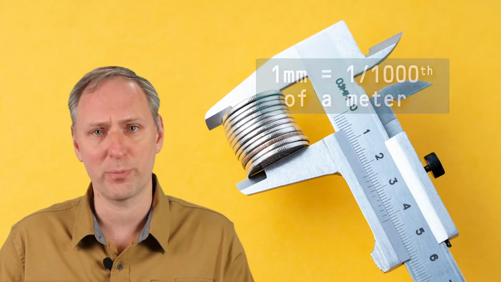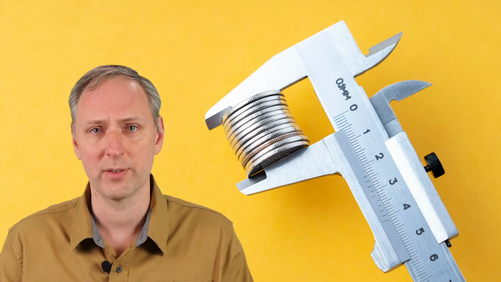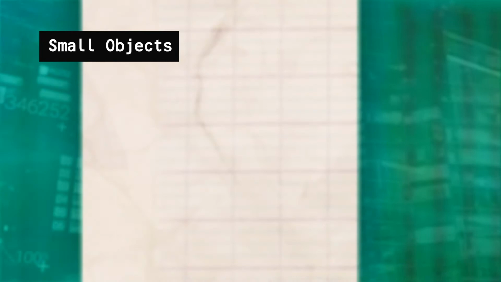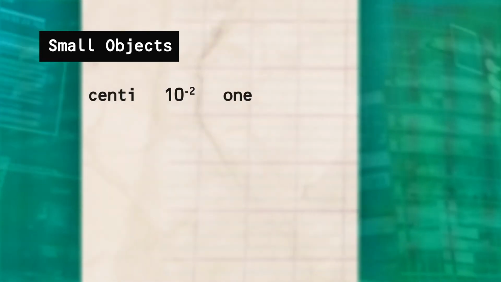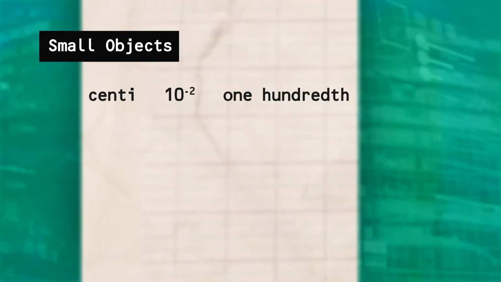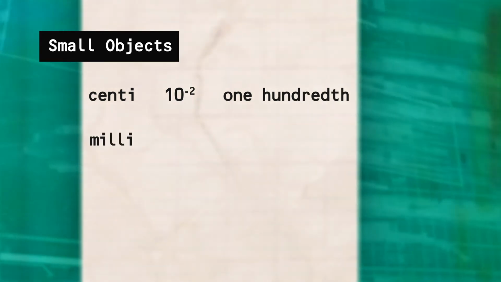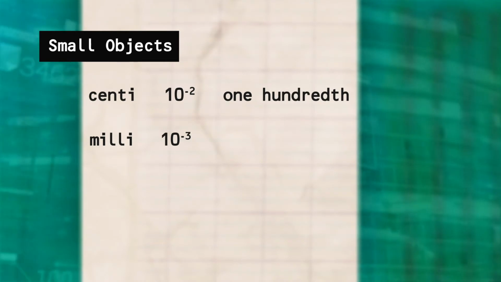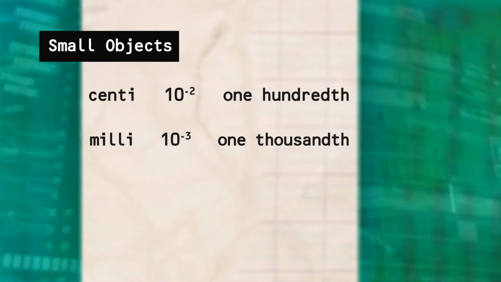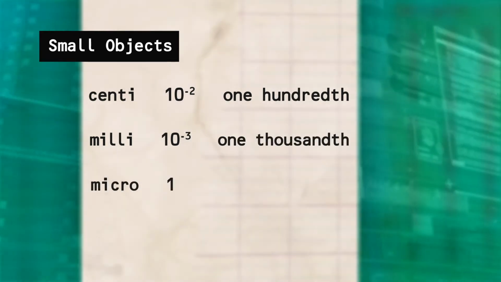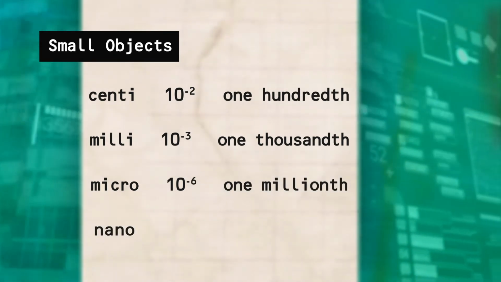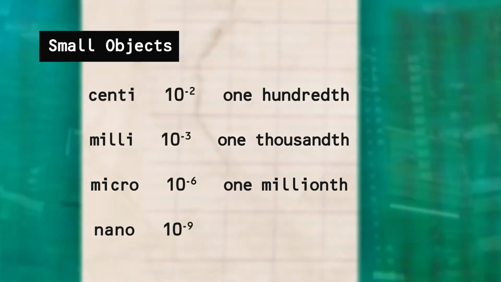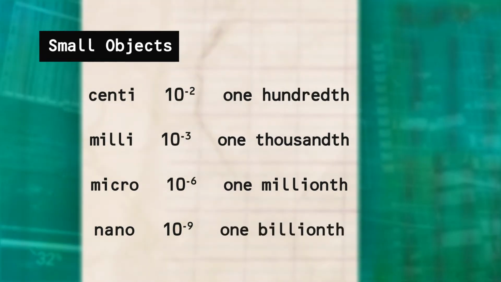There are many standard prefixes we can use with metric units. For small objects that you may be used to measuring in inches, we use the prefix centi for 1 times 10 to the negative 2 or 100th. Slightly smaller is the prefix milli, meaning 1 times 10 to the negative 3 or 1000th. Next comes micro, 1 times 10 to the negative 6 or 1/millionth, followed by nano for 1 times 10 to the negative 9th power or 1/billionth.